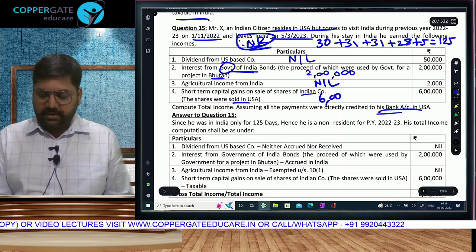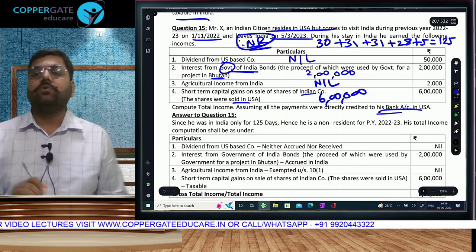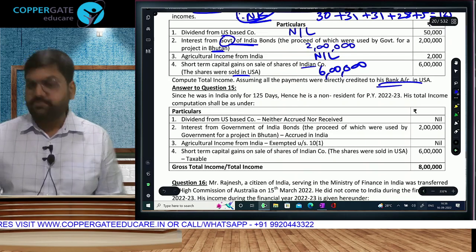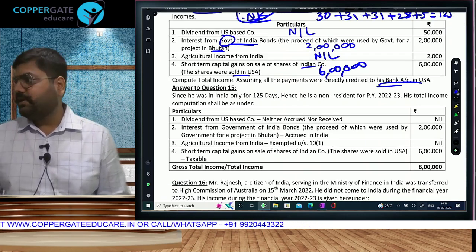Okay. And last, sale of shares of an Indian company, sold outside, received outside, but still deemed to be Indian income. Why? Because the asset is located in India, correct? That is your total of 8 lakh. It was a solved question, no? For this I did it like this.